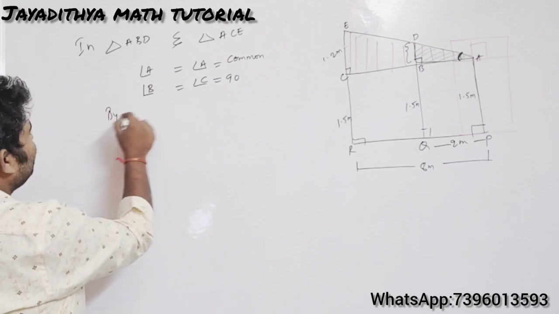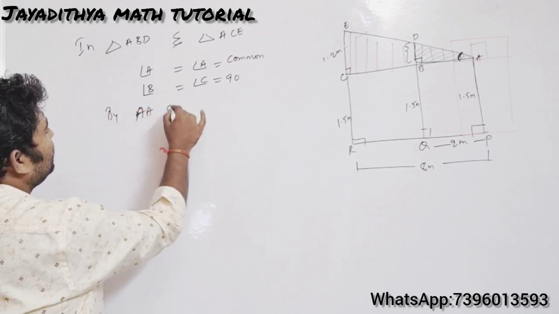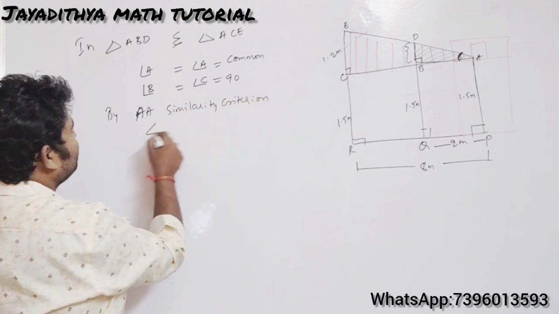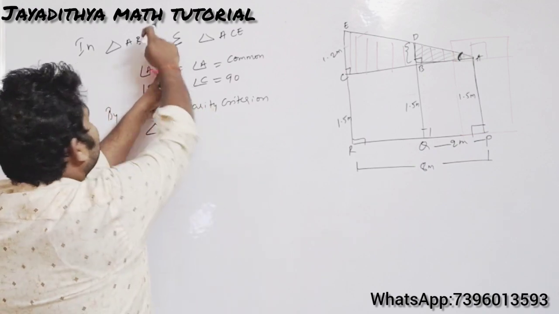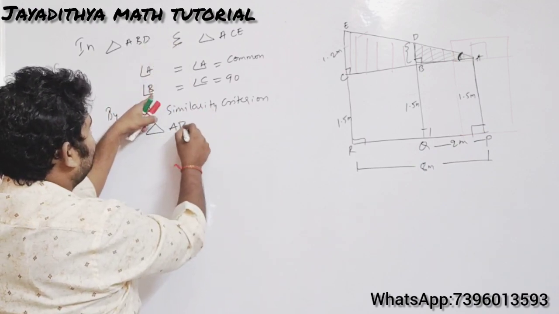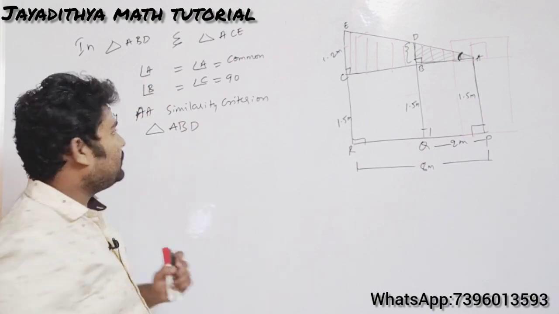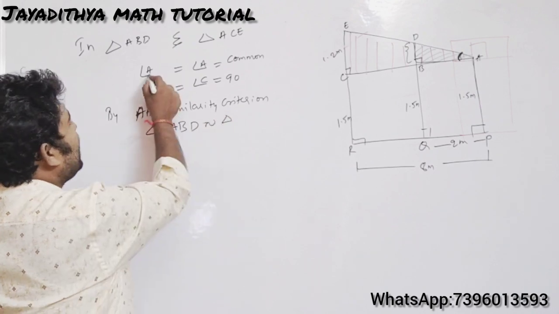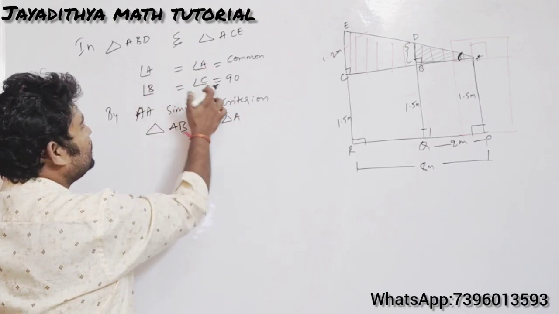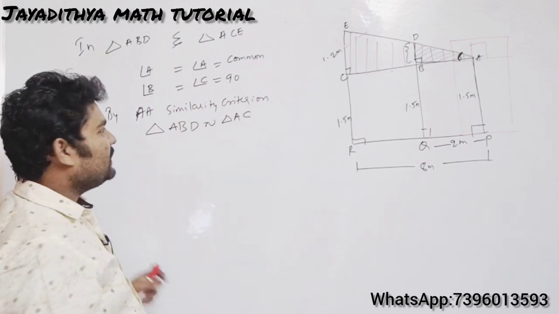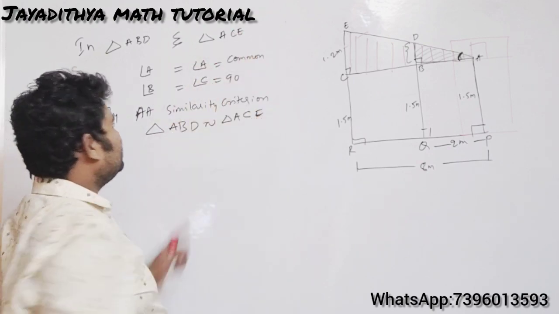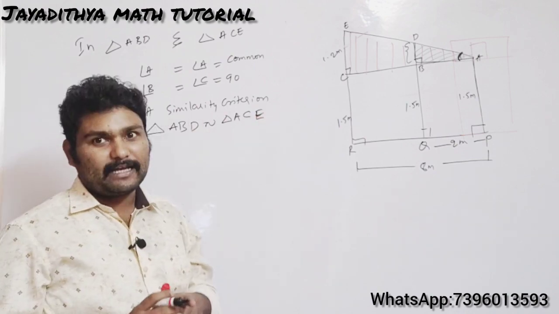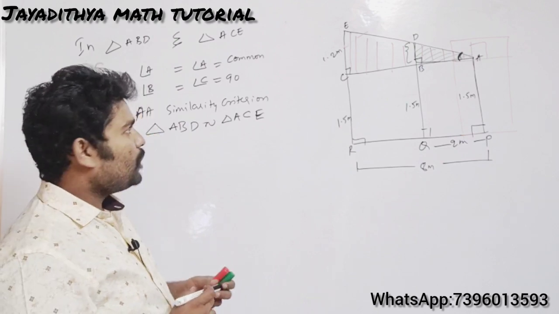By AA similarity criterion, you can say that triangle ABD, first of all write A, B, and I am taking D. First triangle I am writing as it is, ABD is similar to ACE. Angle A is equal to angle A, angle B is equal to angle C, and what is the other vertex remaining? That is E. So obviously angle D will be equal to angle E. So first you need to write this part correctly. Then you can easily solve the remaining problem.